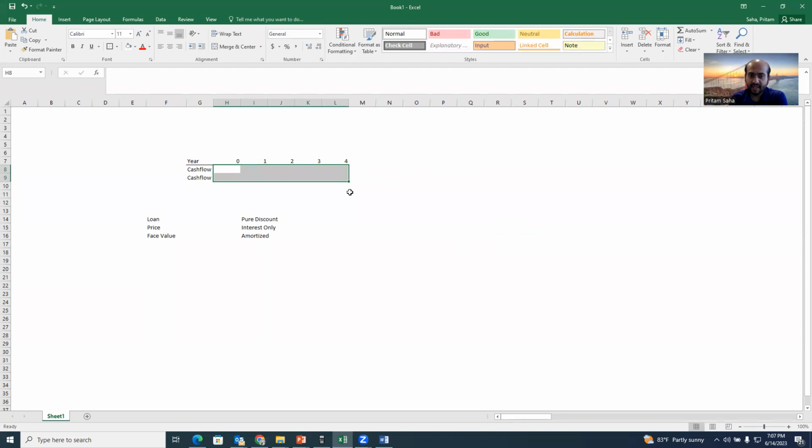So let's say the face value of the loan is $100. It's a type of pure discount loan. This loan will be issued at 20% discount. That means the loan will be issued today at $80. So the borrower today will receive $80 and will pay back $100. In between, there is no payment.